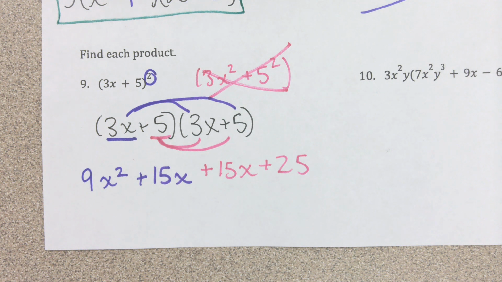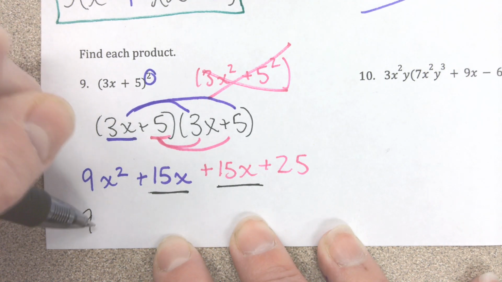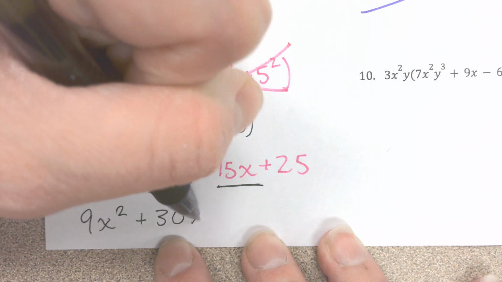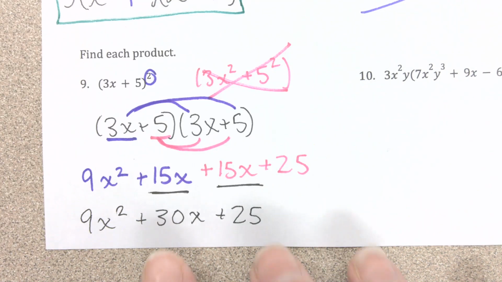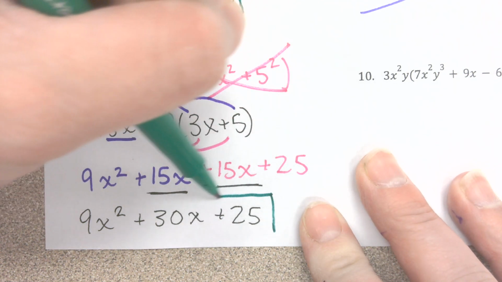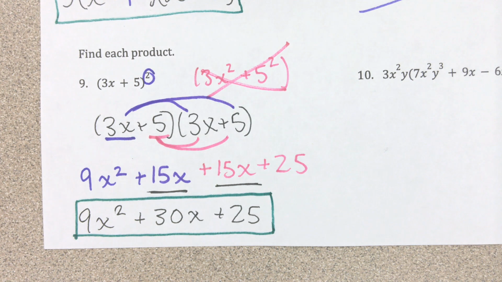If you FOIL in the correct order, then the middle 2 terms can be combined. 9x squared plus, that will give me 30x plus 25. And that's as far as I can go. This is my answer. Questions on number 9?